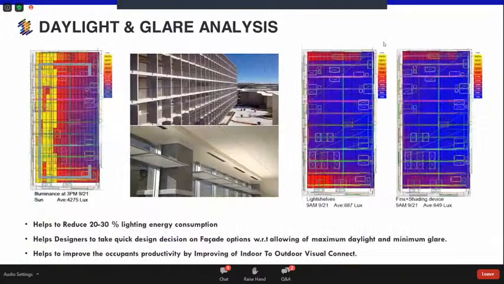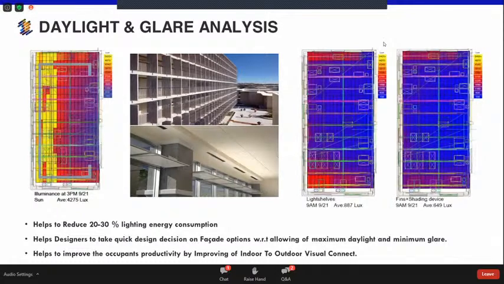So the next one is about the daylight analysis. This has been one of the important elements in architecture for a long period. In the olden days, the space, the windows, the openings and everything were designed based on achieving proper light in the space.